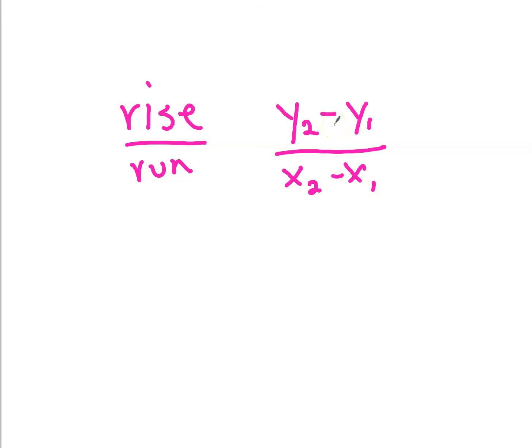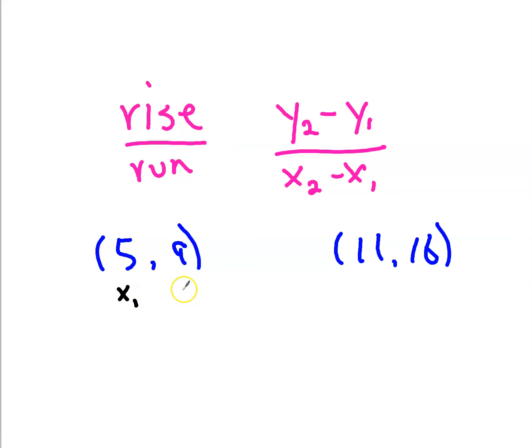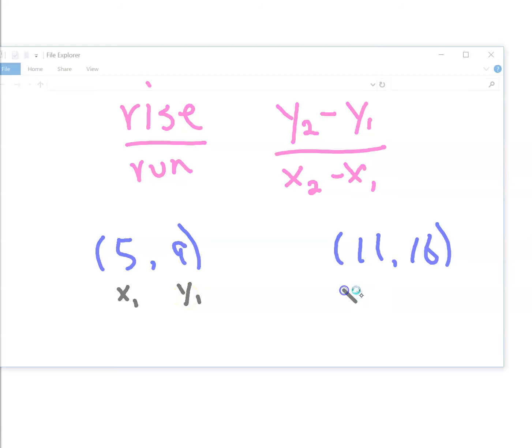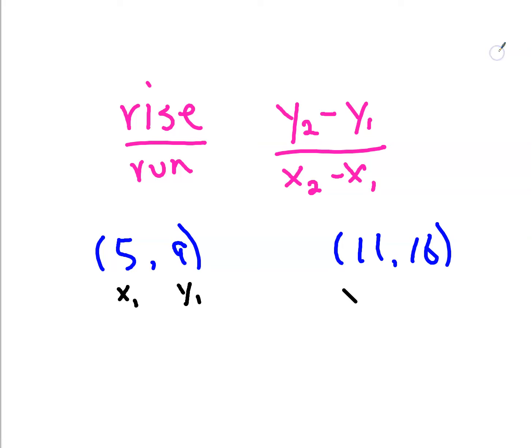Well, the 2 and 1 are just name tags, in a sense. If you've got the points, say, (5, 9) and (11, 16), oftentimes they'll say, let's just say the 5 is the first x coordinate, and the 9 is the first y coordinate, so x1 and y1, and the 11 is the second x coordinate, and the 16 is the second y coordinate.